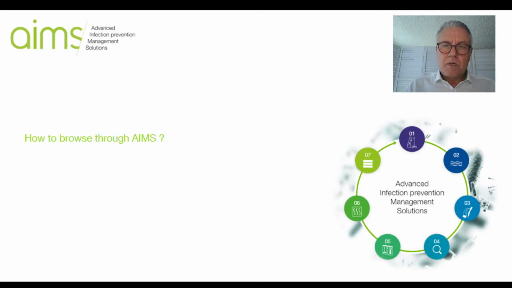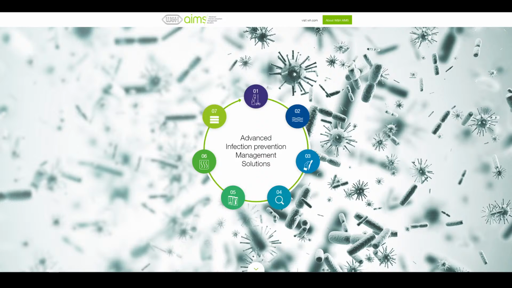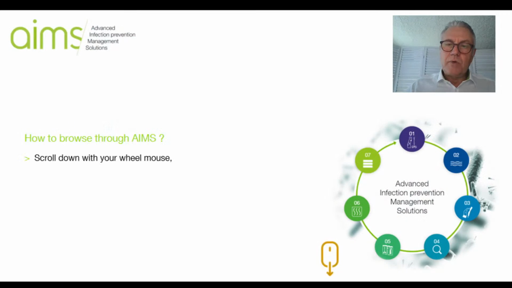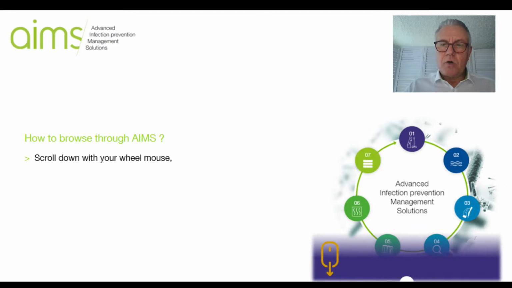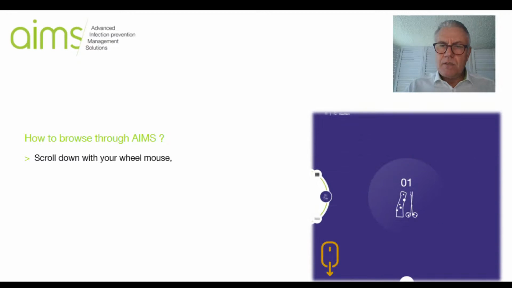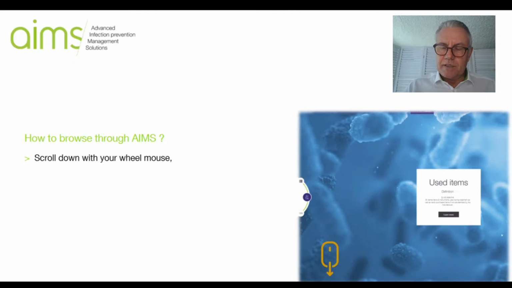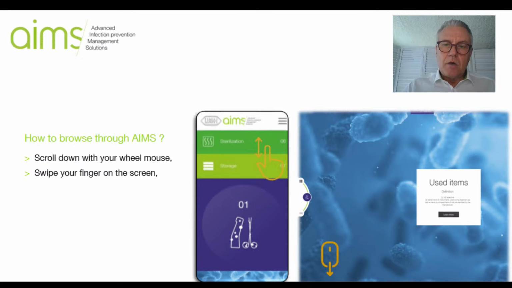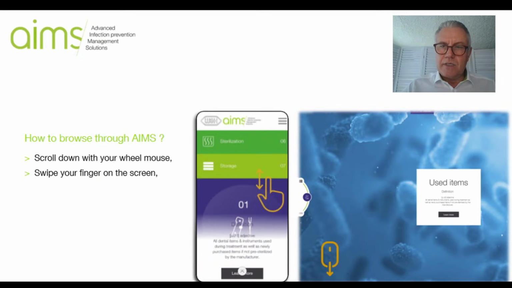So how to browse through AIMS? You saw here our web platform. You can simply scroll down with your mouse wheel, and then you will go to step 1, enter step 1, then go to step 2, 3, and so on. The same here: this is the used items, and then you enter used items, always scrolling, okay? Here on the smartphone, you can swipe your finger on the screen up and down, and then you can scroll through every step.